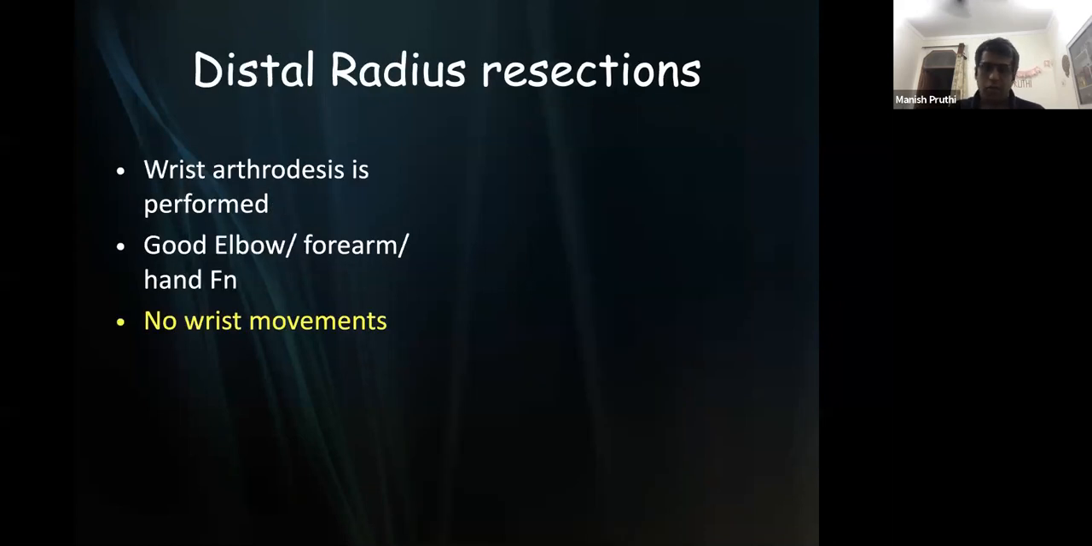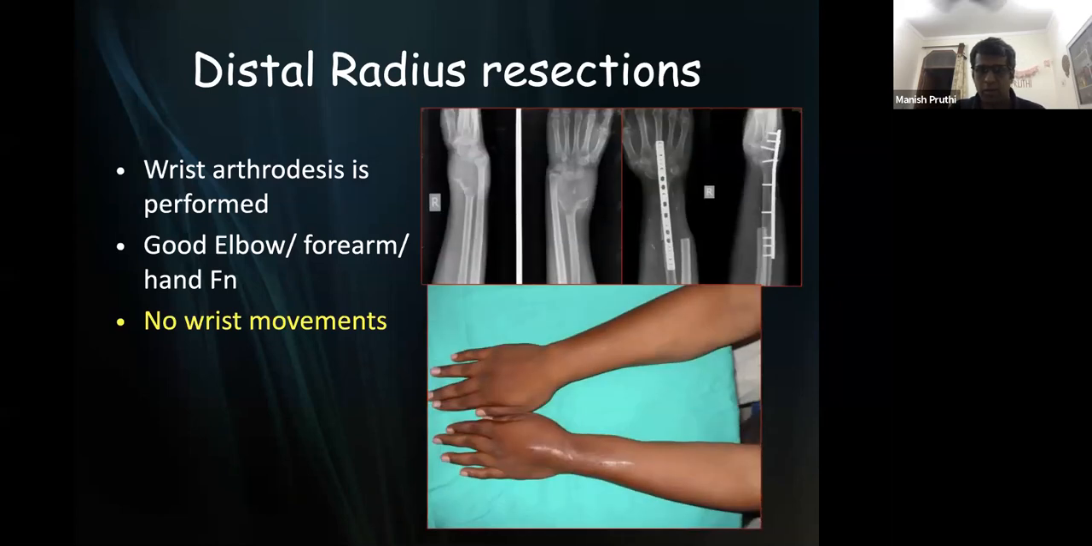We can do a lower end radius resection, and usually wrist arthrodesis is performed. When we are doing a wrist arthrodesis, our aim is to get a good elbow, forearm and hand function, but no wrist movement. Wrist arthrodesis is usually performed by shifting the ulna to the central part after resection of the radius, because the lower end radius is the most common site of the tumor, which is the giant cell tumor. And when we shift the ulna there, this procedure is called ulnar translocation.